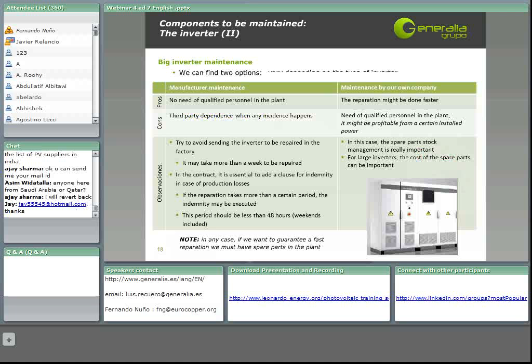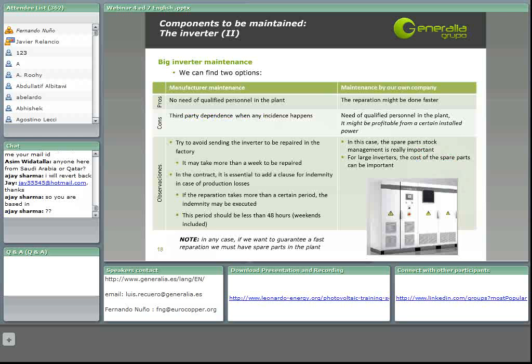If we are using bigger inverters, we can find two options: getting manufacturer maintenance or doing the maintenance on our own. We can contract the manufacturer maintenance so that we don't need any qualified personnel in our plant. The main disadvantage of this solution is that we depend on the manufacturer if any incident happens.